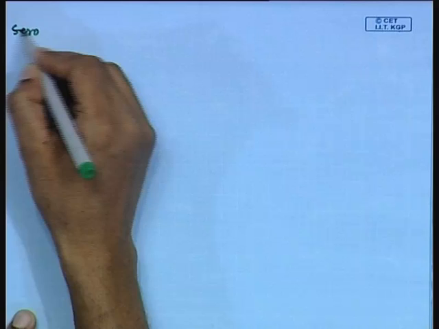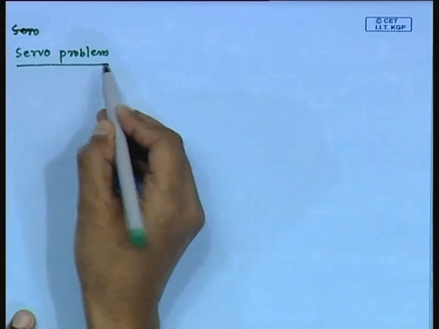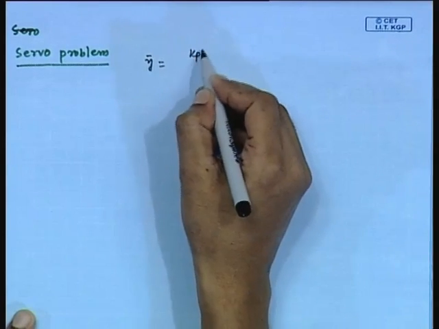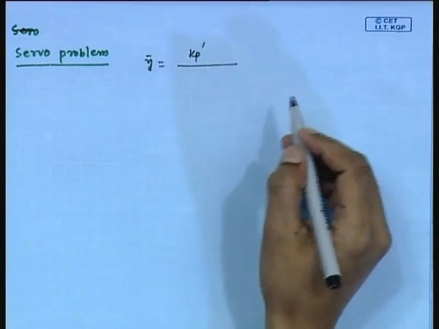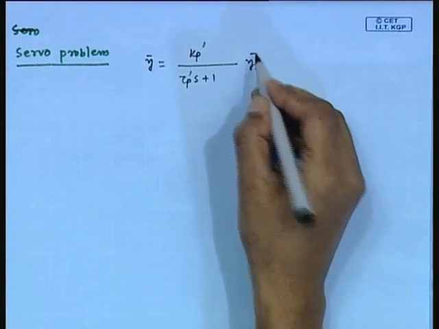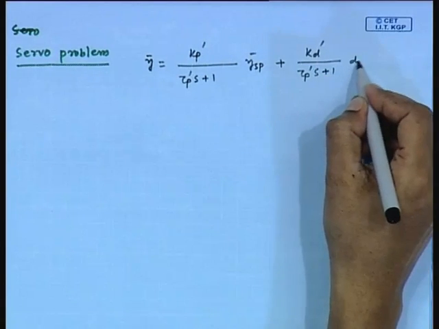Now, as I mentioned, the control performance is observed by conducting two tests, one is servo test, another one is regulatory test. So, in the next we will conduct these two tests for the first order process under P only control. So, first we will discuss the servo problem. Our closed loop transfer function is represented as y bar equals Kp prime divided by tau p prime s plus 1 y set point bar plus Kd prime divided by tau p prime s plus 1 d bar.